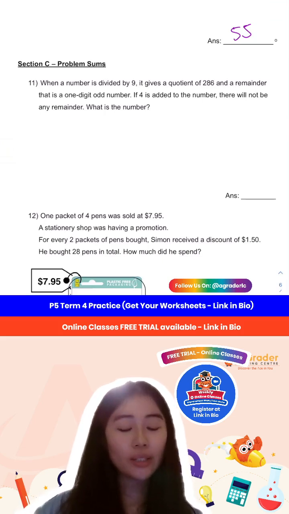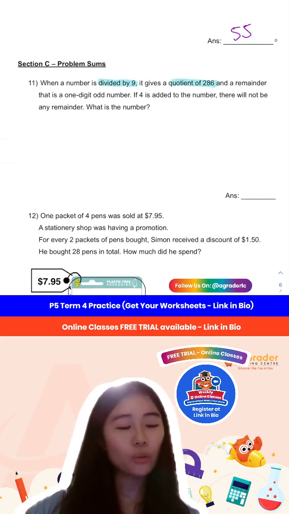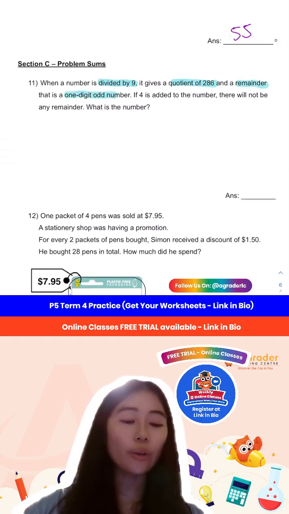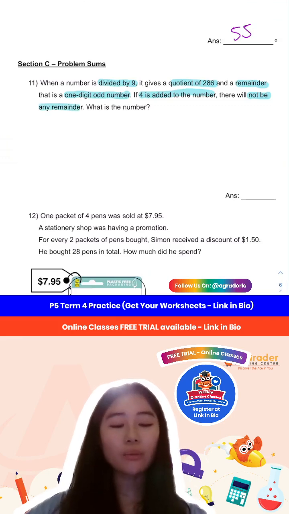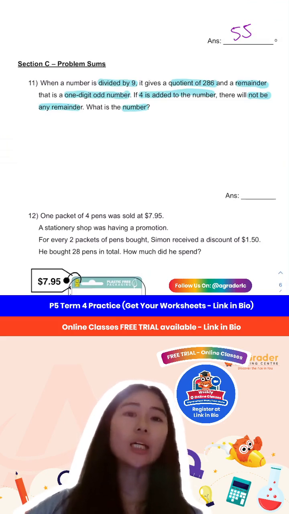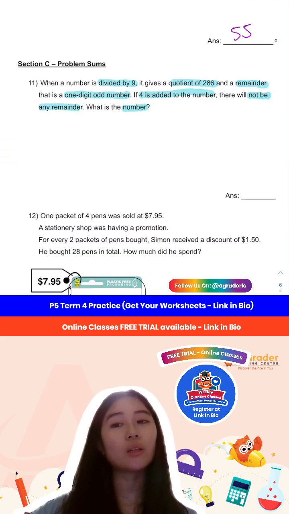Okay, question 11 says that when a number is divided by 9, it gives a quotient of 286 and a remainder that is a one-digit odd number. If 4 is added to this number, there will not be any remainder. So what is this number? This one is a bit tricky. So I'll give you a little bit more time to try this. It's not as straightforward.